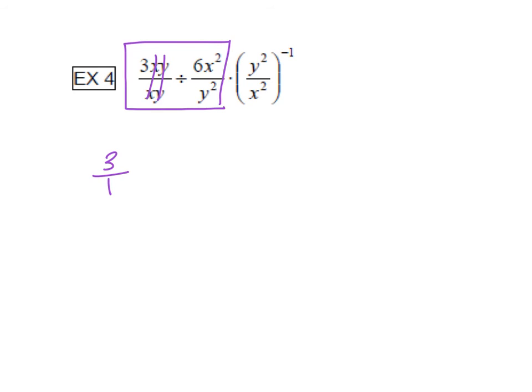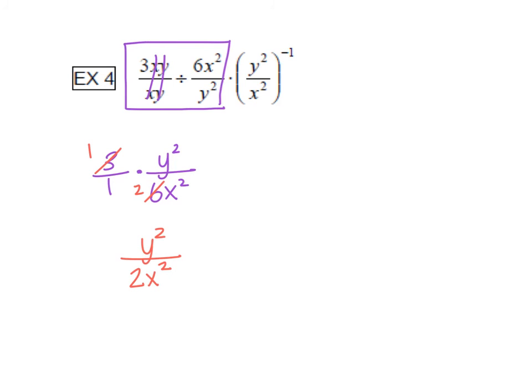Instead of the divided by, change to multiplication, don't forget you have to flip the second fraction, so y squared over 6x squared. Alright, look for any cross-reducing with your coefficients. You can divide the 6 and 3 by 3. 3 divided by 3 is 1. 6 divided by 3 is 2. Multiply what you have left. You have y squared over 2x squared.